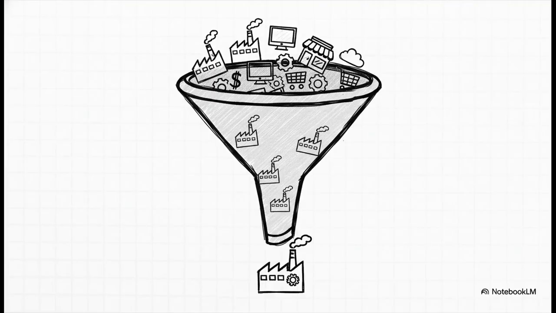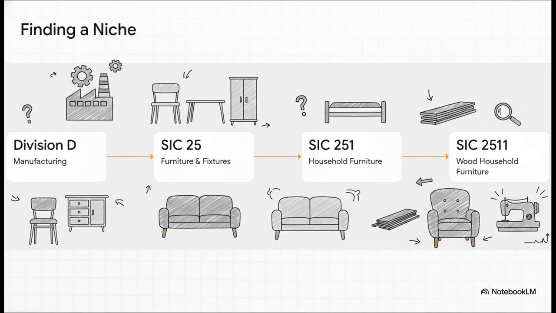Just imagine it's like a funnel, right? You start way up at the top with a massive economic sector, something like manufacturing. Then every single number you add to the code acts like another filter, narrowing your focus down and down and down, until you're left with a really specific type of business. This example makes it super clear. Let's say you want to find a very specific kind of furniture maker. You'd start with Division D for all of manufacturing. Okay, that's too broad. So you drill down to SIC 25, which is just furniture and fixtures. Getting closer, then you go to SIC 251 for only household furniture. And if you want to get really, really granular, you can go to SIC 2511, which targets companies that make specifically upholstered wood household furniture.